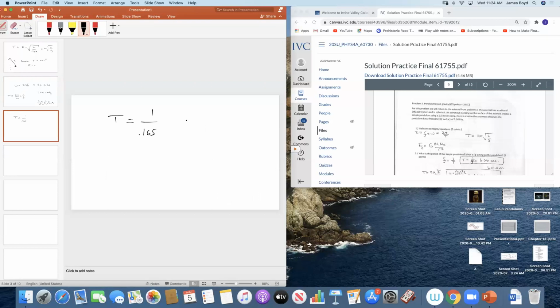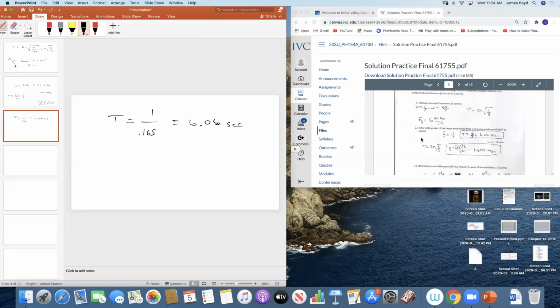That's 6.06 seconds. Okay, and so once we have the period, we can find things like the length from the simple pendulum, 2 pi square root of L over G. Square everything and solve for L, and you get T squared times G over 4 pi squared.